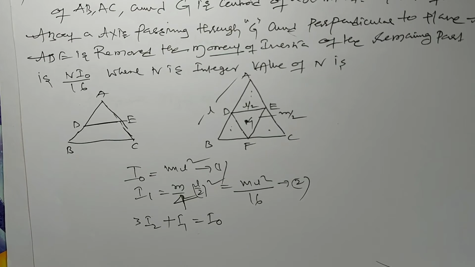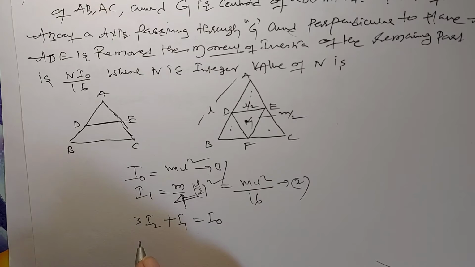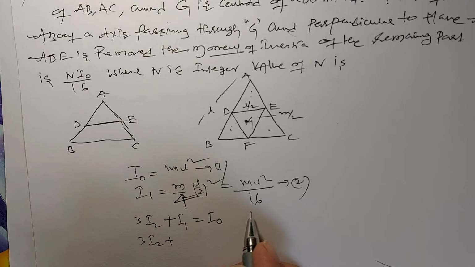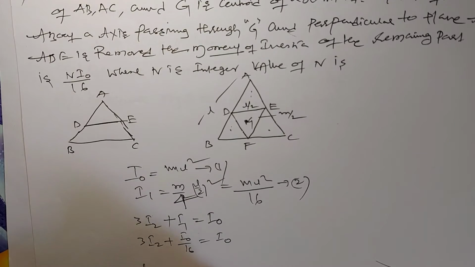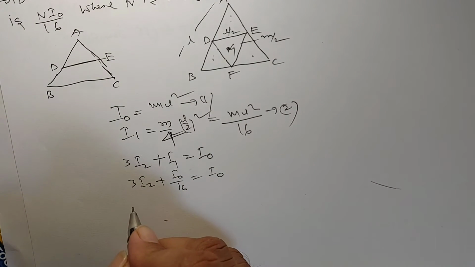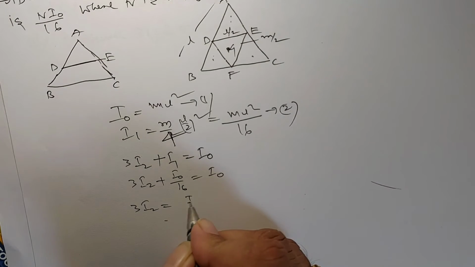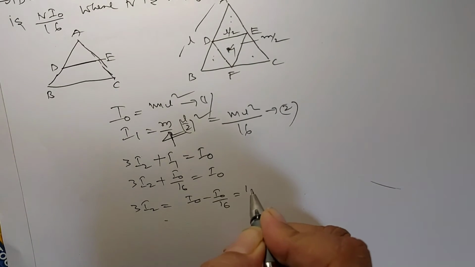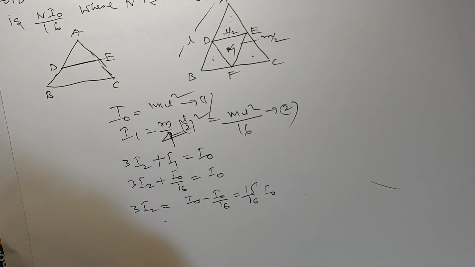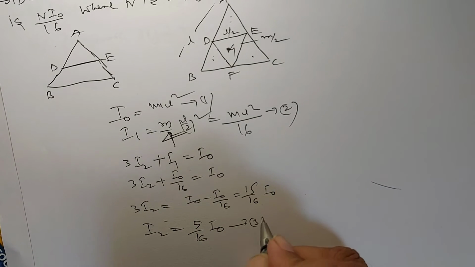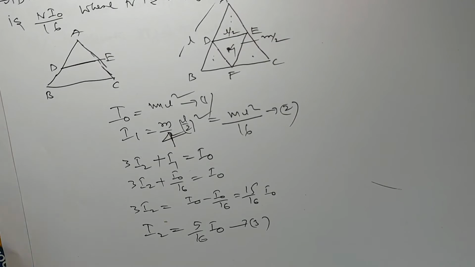Now 3I2 plus I1, where I1 is I naught by 16, is equal to I naught. So 3I2 is equal to I naught minus I naught by 16, that is equal to 15 by 16 into I naught. So I2 is equal to 5 by 16 into I naught. So we successfully found I2, I1, I naught.